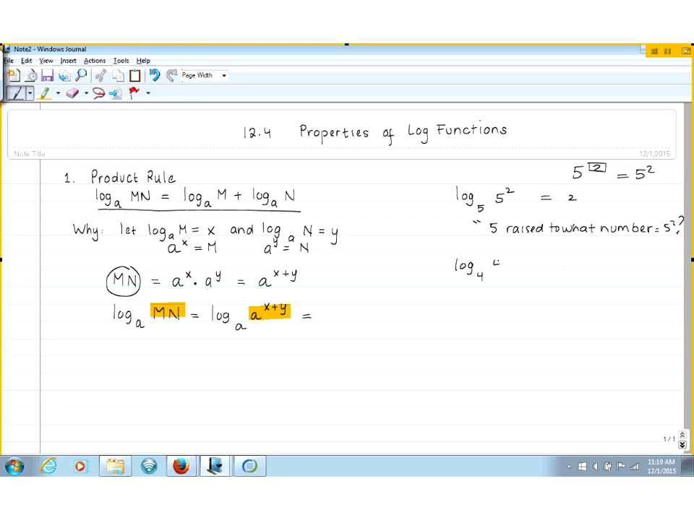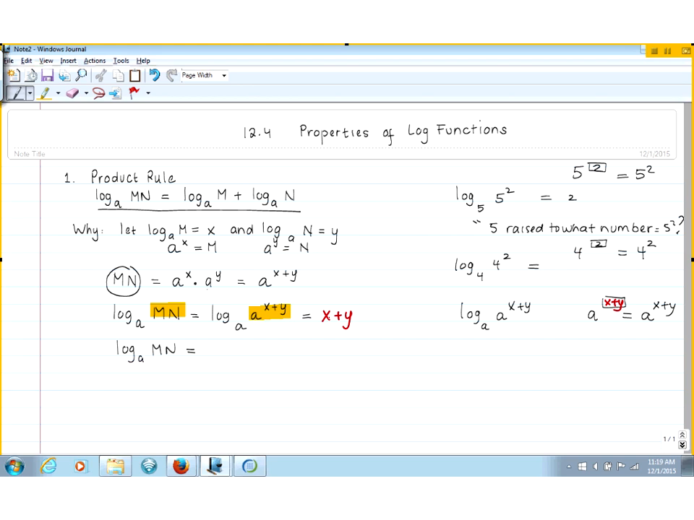Okay. So, for example, what is log base 4 of 4 squared? So 4 raised to what number will give me 4 squared? So what is my answer? 2. Yes. Now I want to know log base a of a raised to the x plus y. So what am I asking? A raised to what number is equal to a raised to the x plus y? What is it? x plus y. Yes. So my answer is x plus y. So that's it, you're done, right?